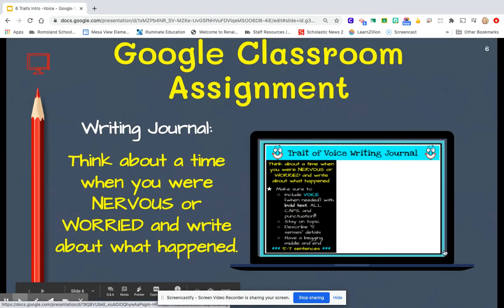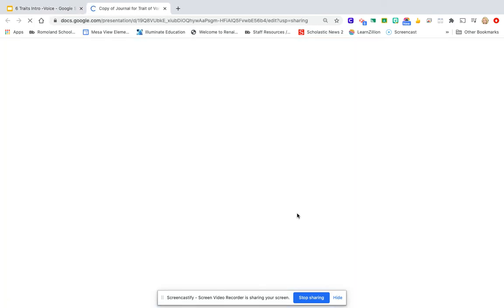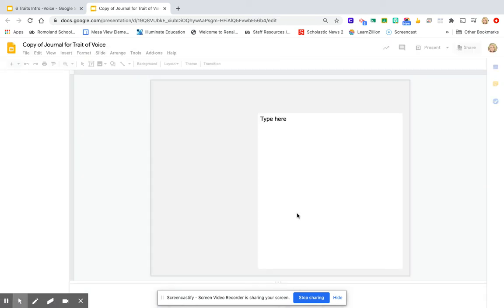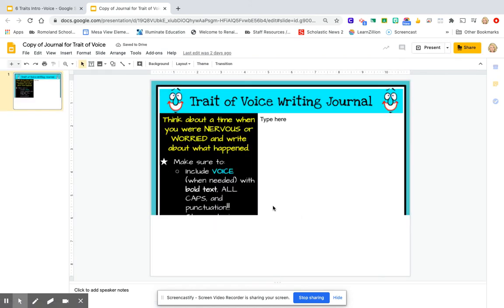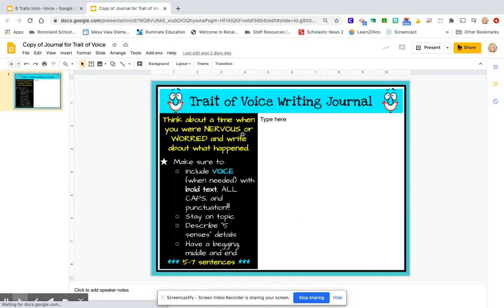So today, what you're going to be doing for your writing assignment is another journal write. In this journal, you're going to be considering the trait of voice. And I want you to think about a time when you were really nervous or worried. And I want you to write about what happened. So let's take a look at the assignment for more details. In your Google Classroom, now that we've watched and learned about the trait of voice, when you go to write and tell us about a time when you were nervous or worried, remember, we as an audience should hear the voice in your writing.